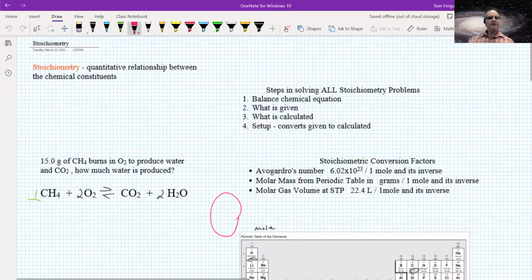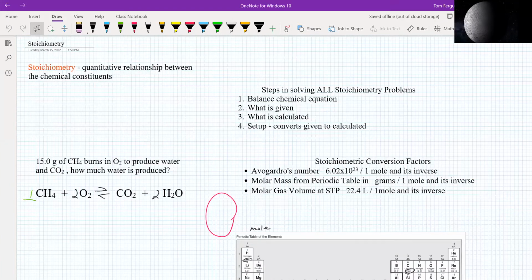Now let's go on to stoichiometry. Stoichiometry is the quantitative relationship between all the constituents. Quantitative means math. So in other words, what's the mathematical relationship between the chemical constituents? Okay, a typical problem.